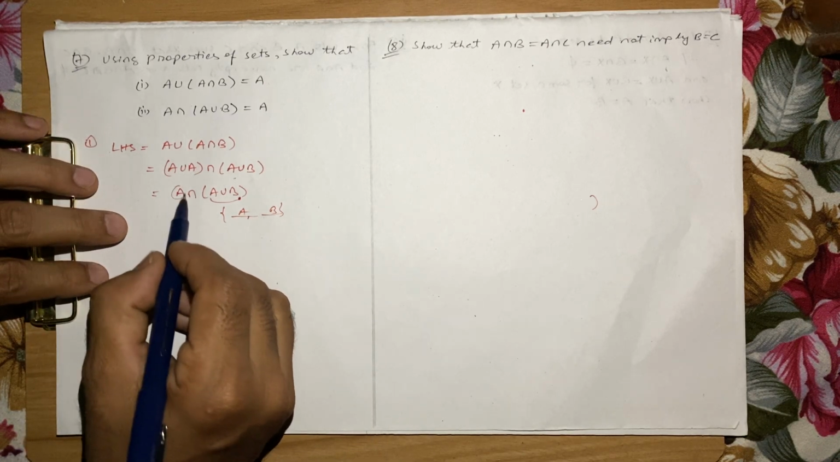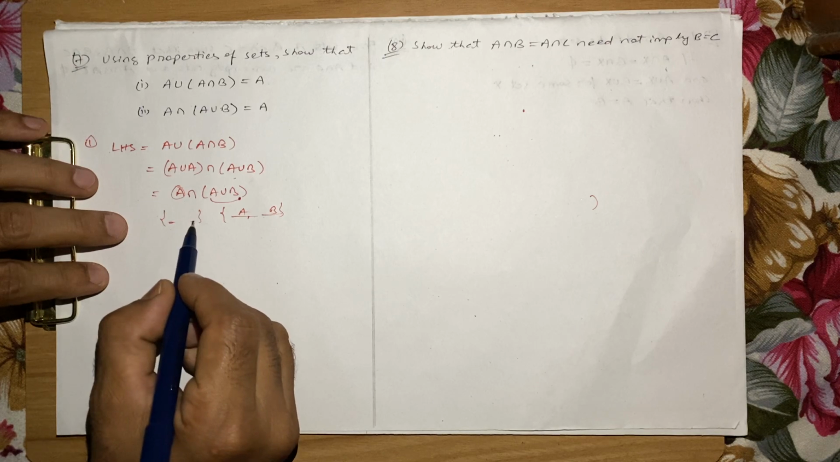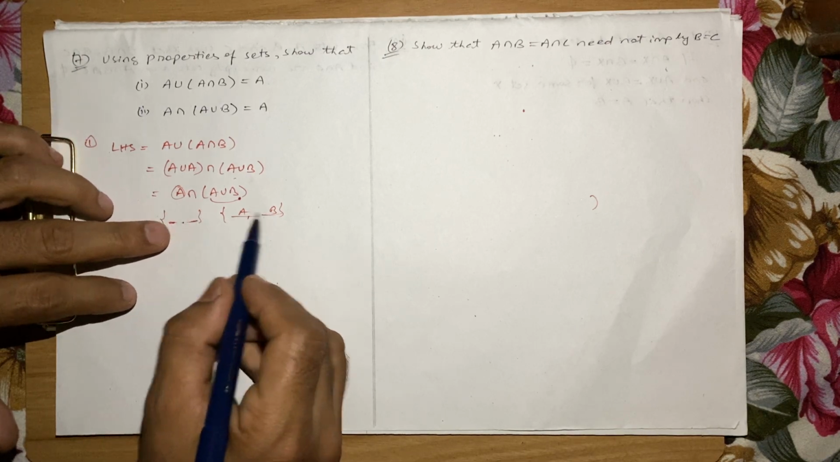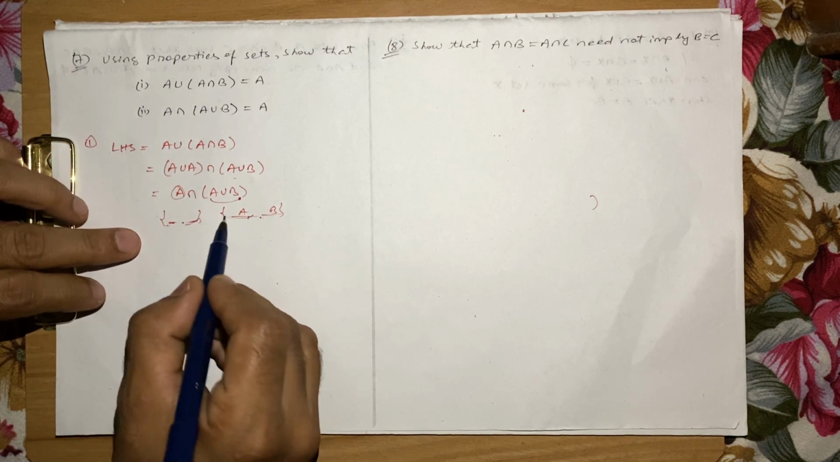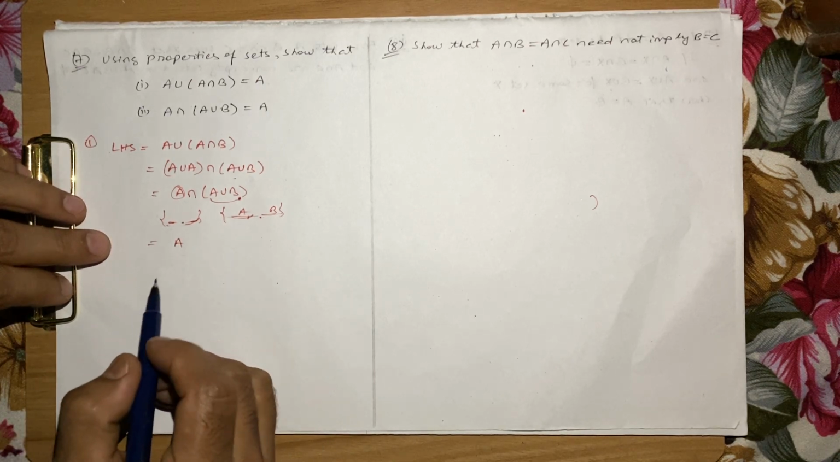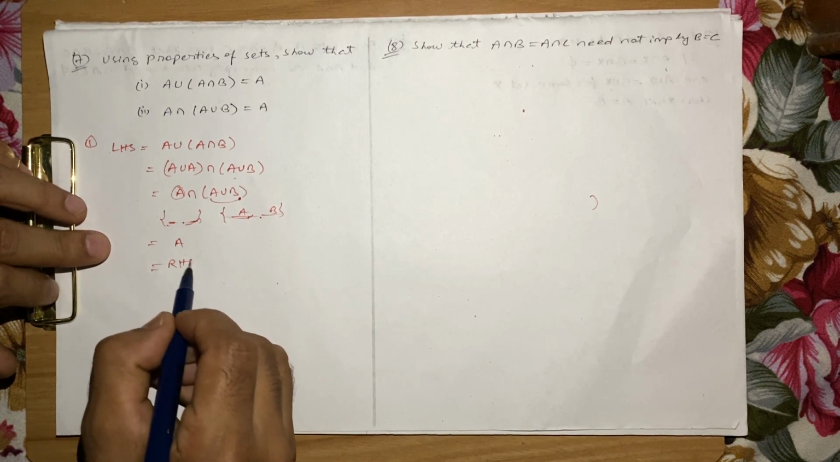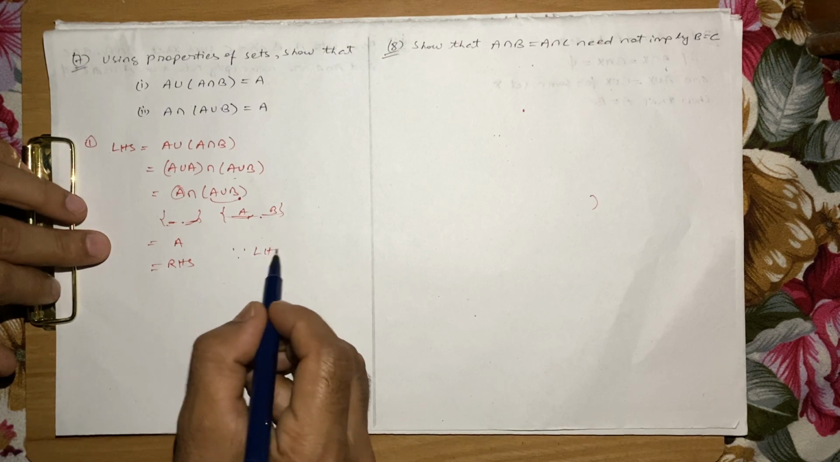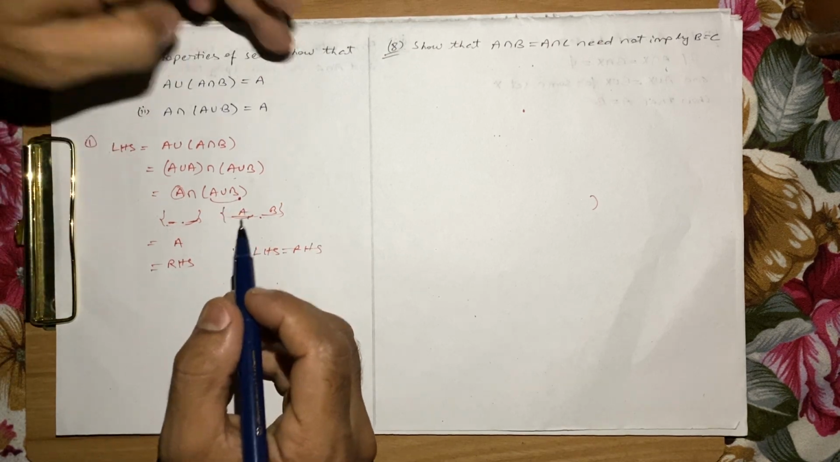And A is a set that has its own elements. So what is common between these two? The elements present in A. So this will be A. This is the RHS, hence proof. Since LHS is equal to RHS, therefore this is equal to this.